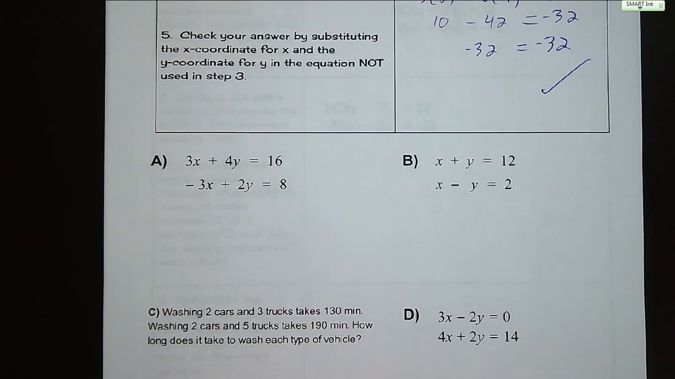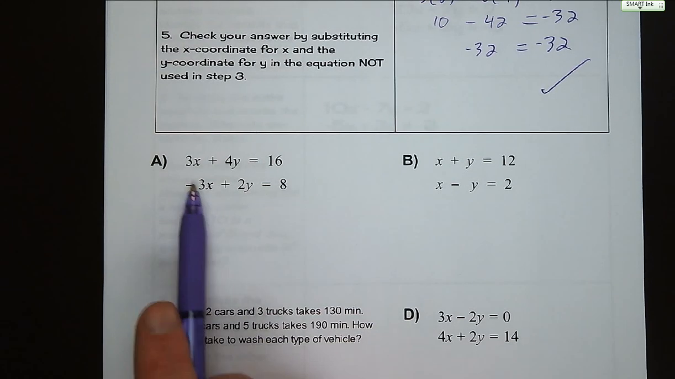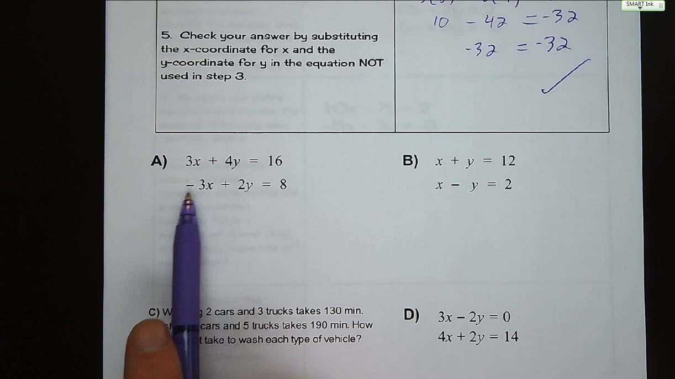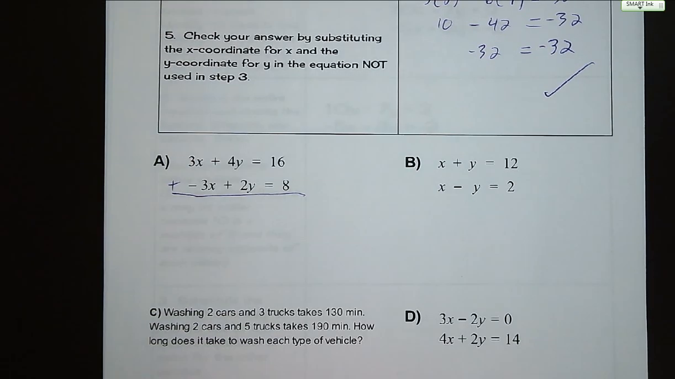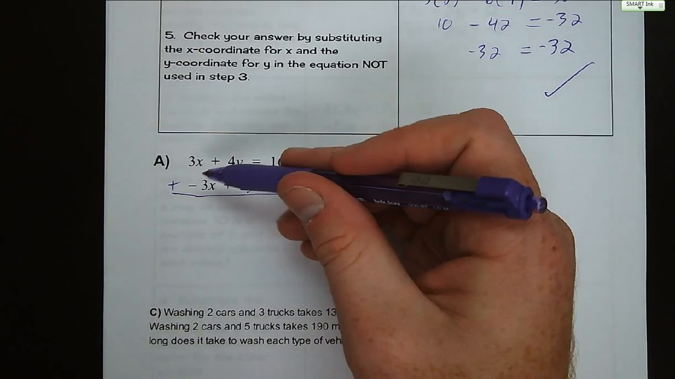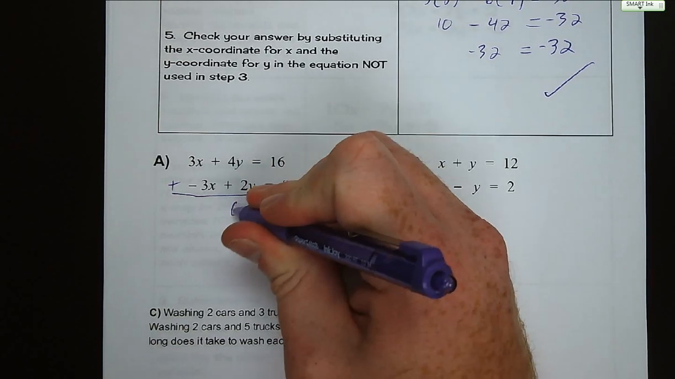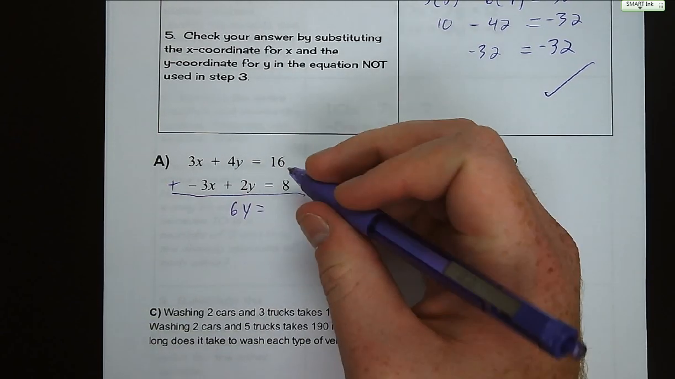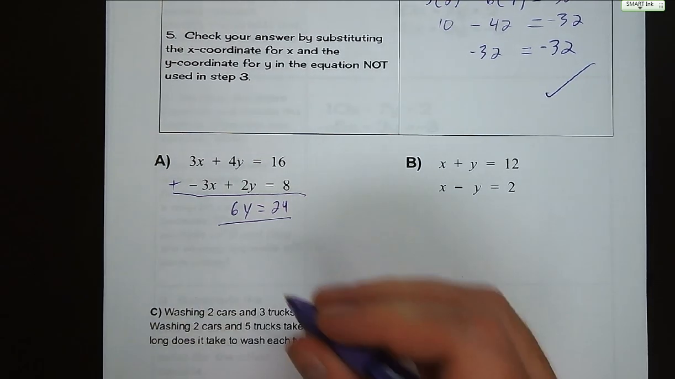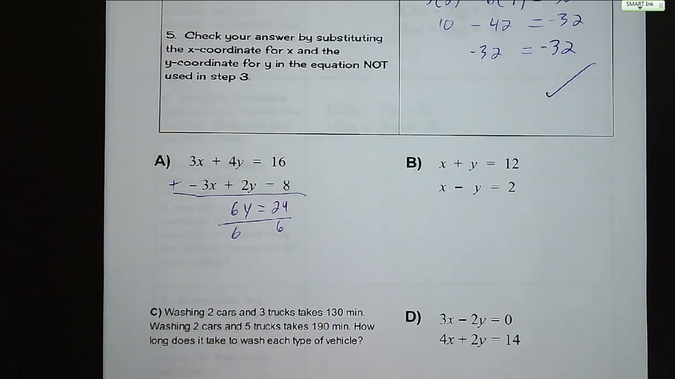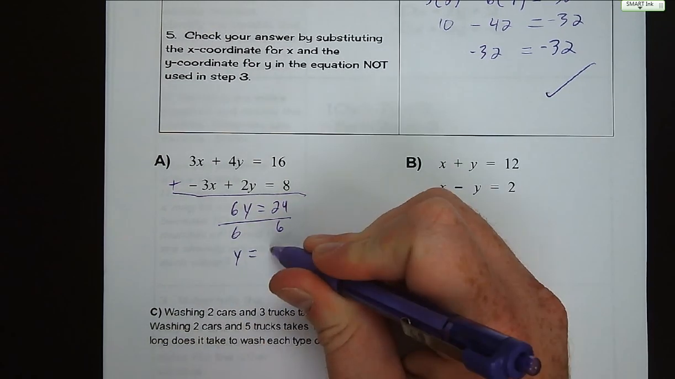All right, let's take a look at A, B, C, and D down below here. Letter A. If we compare our x values and our y values, our x's are additive inverses. So you have 3 and -3, they are opposites. So we can just add these two equations together. 3x plus -3x cancels out. 4 plus 2 is 6y. And 16 plus 8 is 24. Divide both sides of our equation by 6. And y is going to be equal to 4.